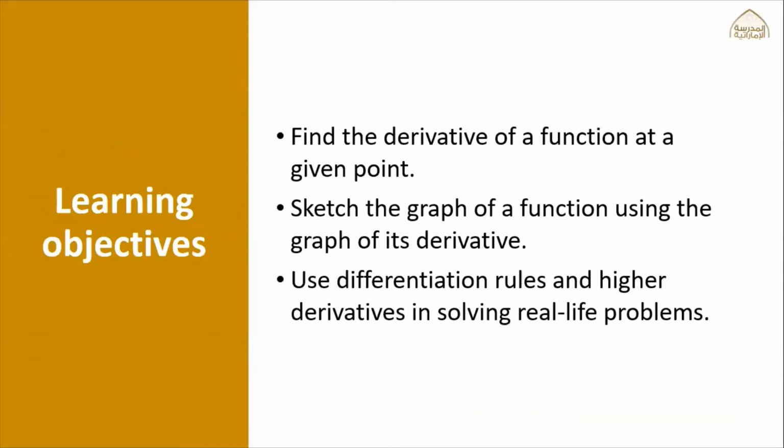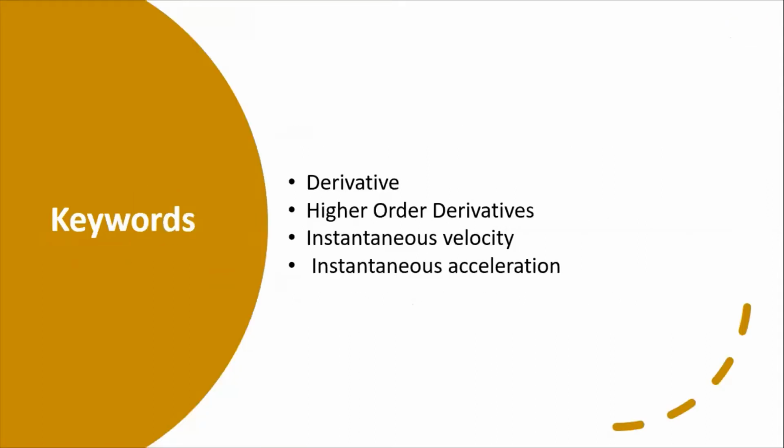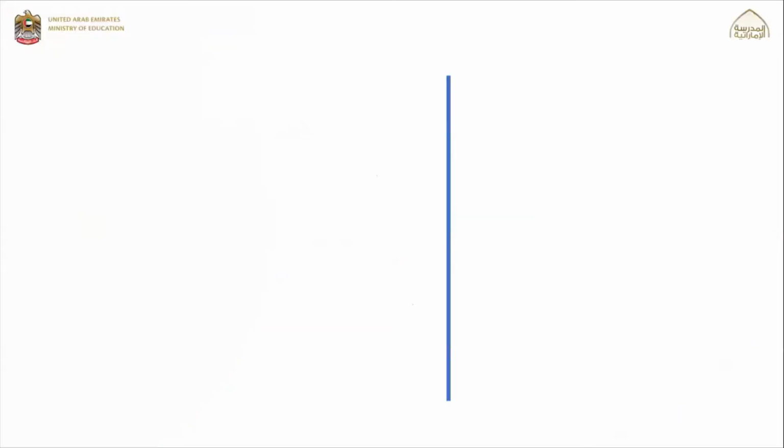We have three learning objectives today. The first one is find the derivative of a function at a given point. The second one is sketch the graph of a function using the graph of its derivative. And the last one is use differentiation rules and higher derivatives in solving real-life problems. We have some keywords: derivative, higher order derivatives, instantaneous velocity, and instantaneous acceleration.